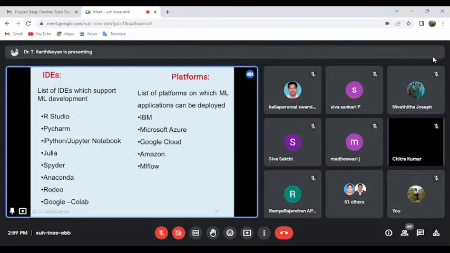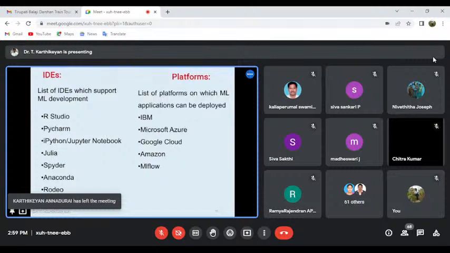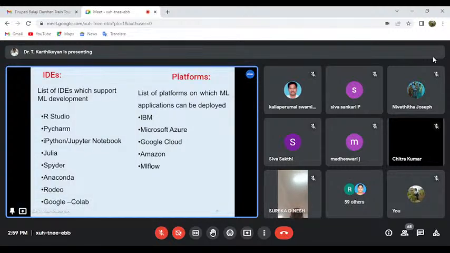And what are the platforms? The platforms you are seeing now are IBM, Microsoft Azure, Google Cloud, Amazon, and MLflow. These are the platforms we can use to develop the applications. Here, we have already seen the languages, IDEs, and platforms. These are the most widely used languages, IDEs, and platforms.